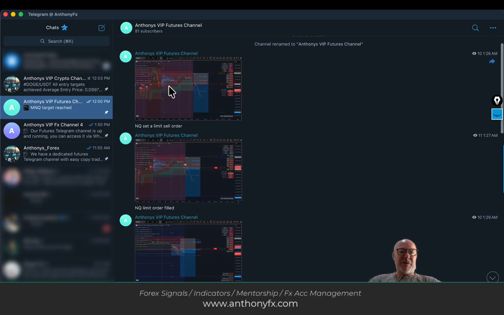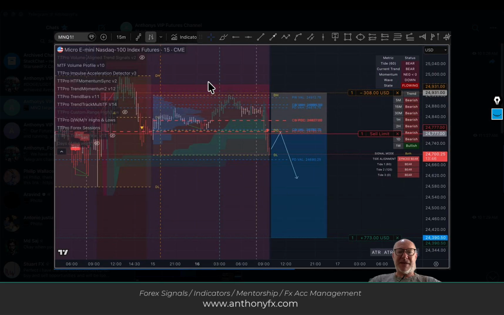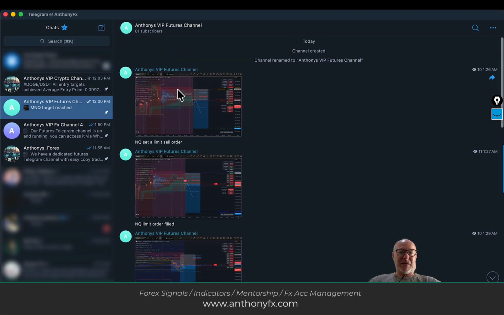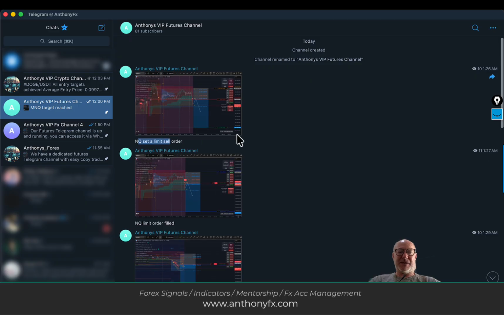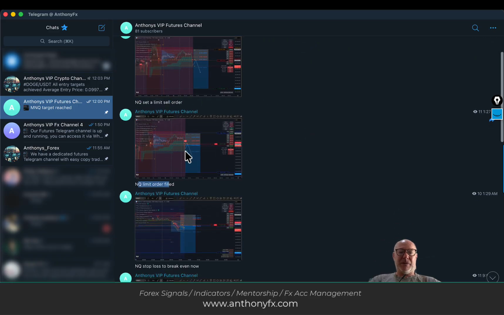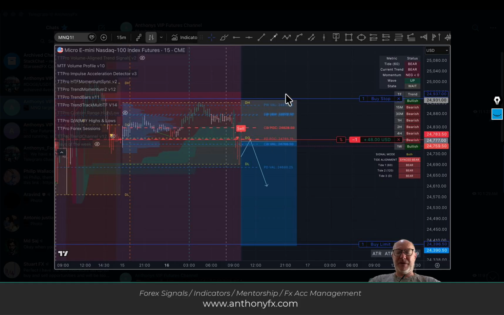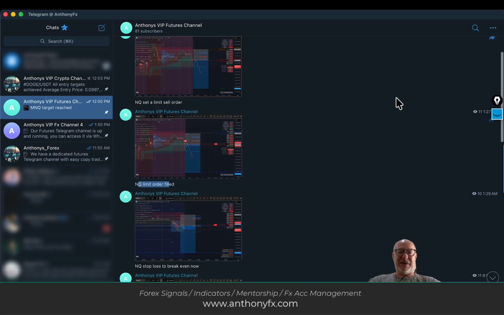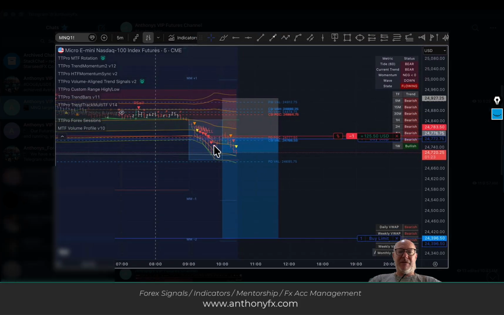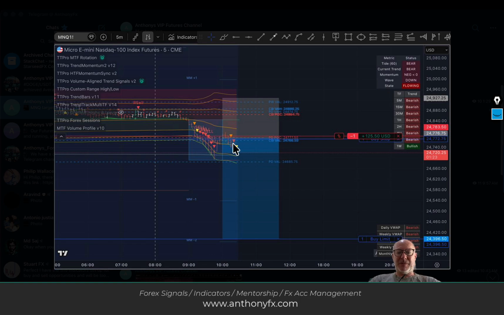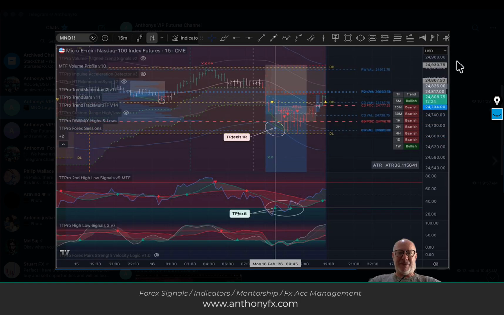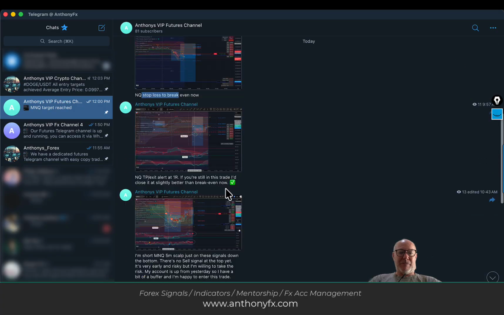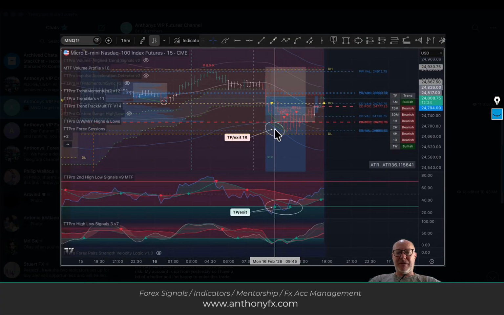So here's what I'm posting in here. This was yesterday. Micro NASDAQ, the MNQ. And we were looking for this pullback, right? That was the first thing. And NQ, set a limit sell order. NQ, limit order filled, all right? And guys who are following me, we're all in this trade together. NQ, stop loss to break even. So then we all pulled our stop losses to break even. One big happy family. And then TP exit on this signal here.